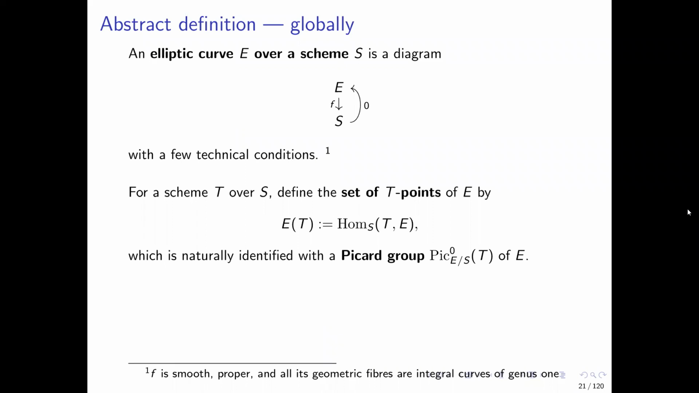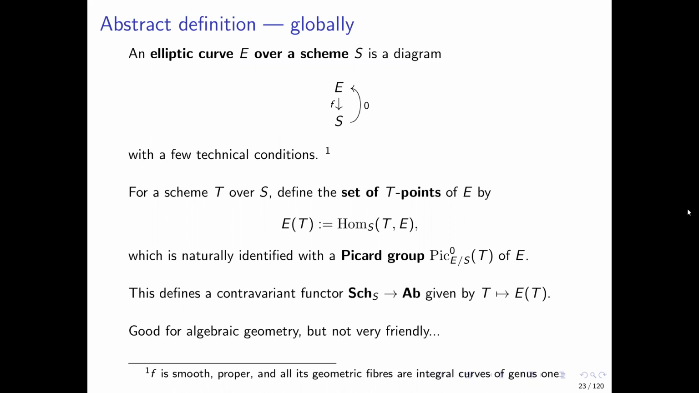I didn't tell you what the definition of this thing is. I tried to, but that is not really that important, because I'm going to say what it is explicitly in the next slide. So this defines a functor from the category of S-schemes to the category of abelian groups by sending T to the set of T-points. So it's a good definition for algebraic geometry. Typically you want to play around with all these very abstract notions in category theory.